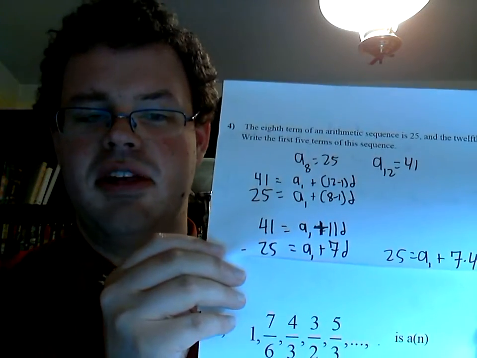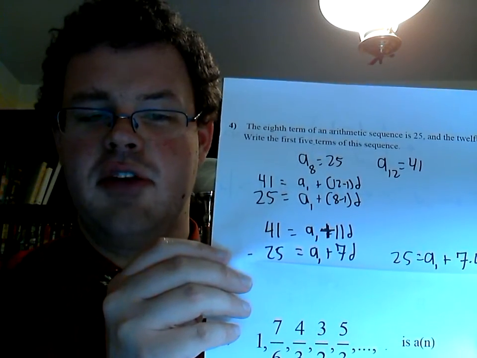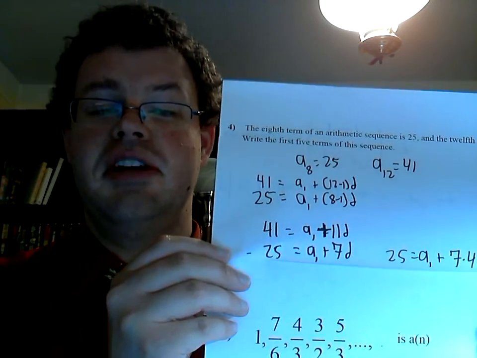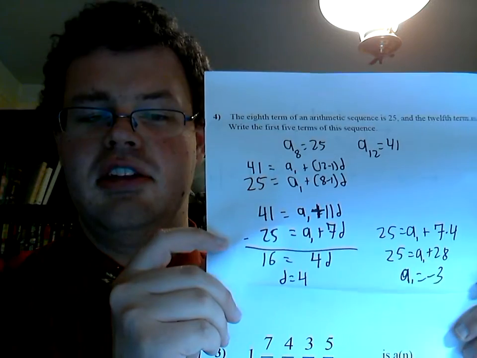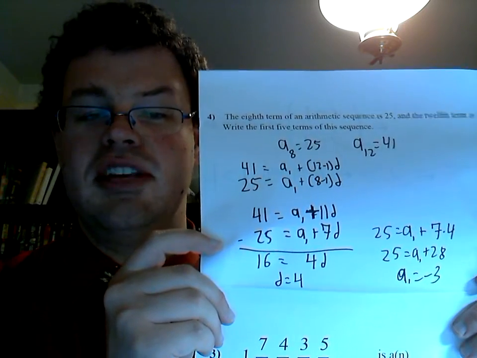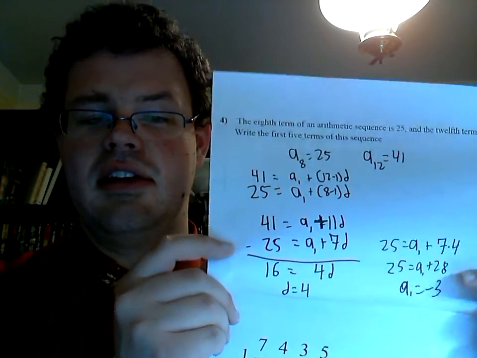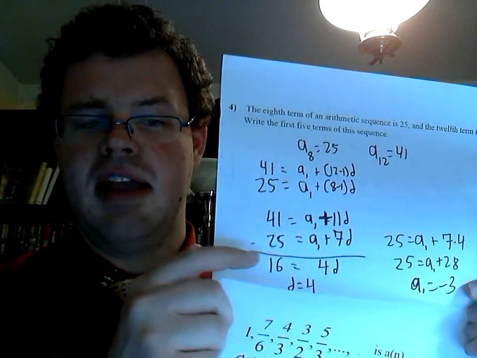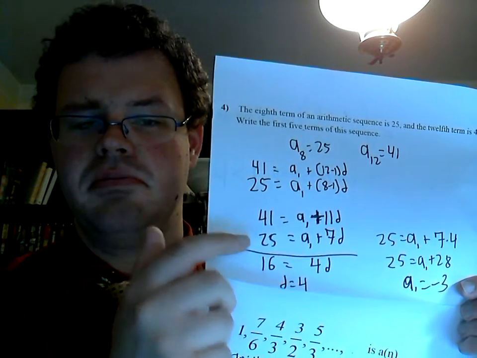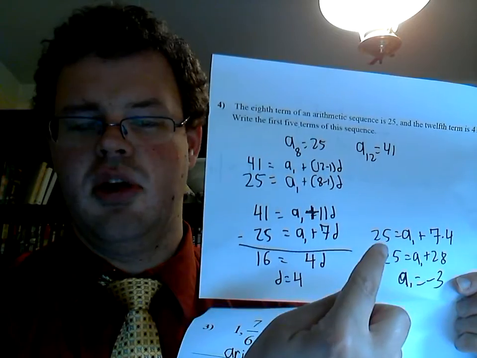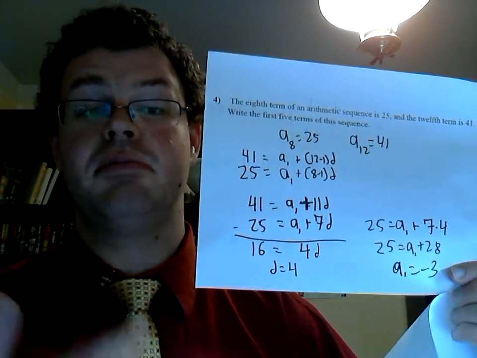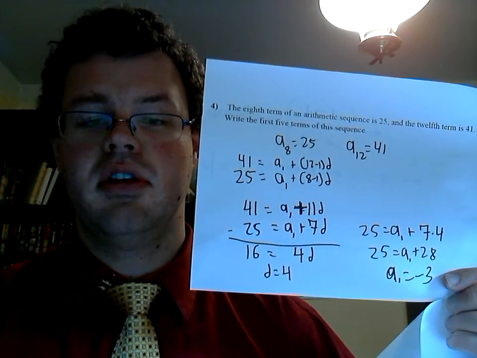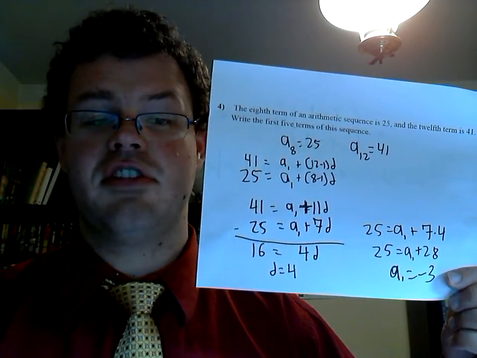41 is a1 plus 11d, 25 is a1 plus 7d. Ooh, system of equations. Cool, subtract the two. 16 equals 4d, d is 4, so each time we're adding 4. I can take that value and plug it back into, say, that equation. So 25 equals a1 plus 7 times 4. I'm just plugging in that constant difference. Do some algebra. a1 is negative 3.